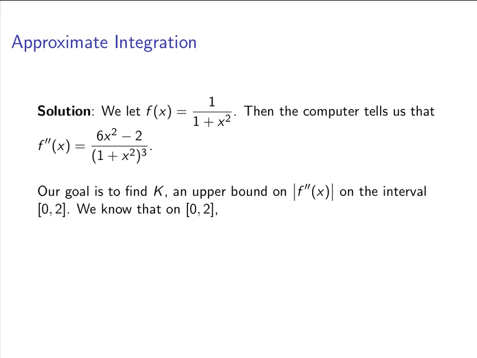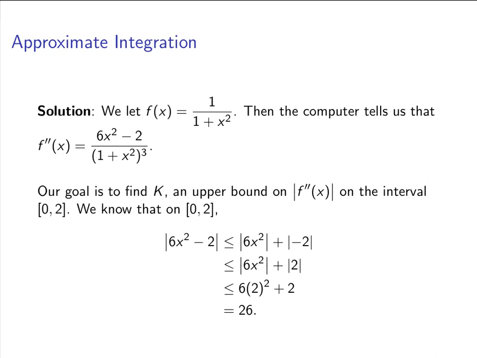Now we know that on the interval from 0 to 2, the absolute value of 6x squared minus 2 is less than the absolute value of 6x squared plus the absolute value of negative 2. We're just using the triangle inequality here. And of course, we don't need that minus sign anymore since that's an absolute value. And because 6x squared is increasing on the interval from 0 to 2, then the absolute value of 6x squared is smaller than 6 times 2 squared plus 2. Anytime we have an increasing function, we can just plug in the right endpoint to give an upper bound on that function. And so this whole thing is equal to 26.